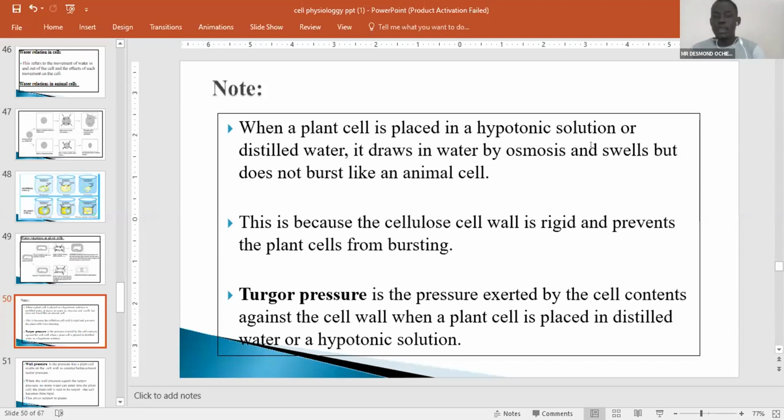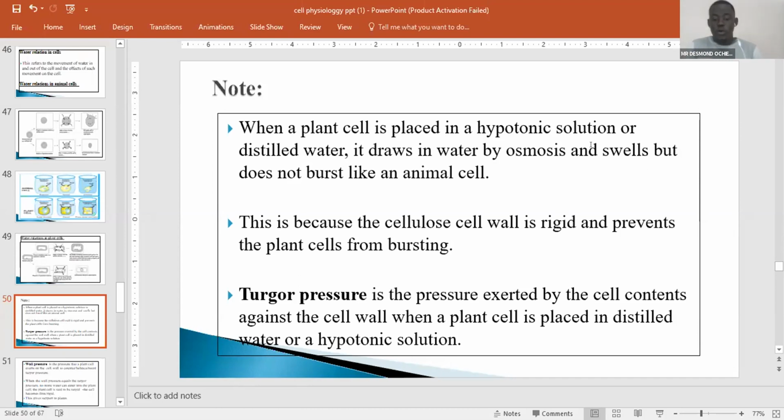And as this happens, the cell will develop some force or pressure which acts in an opposite direction. So if the turgor pressure was pushing towards the right, the wall pressure will be pushing towards the left. And remember, the wall pressure is equal to the turgor pressure. So these forces acting in opposite directions make the cell very turgid, very strong.